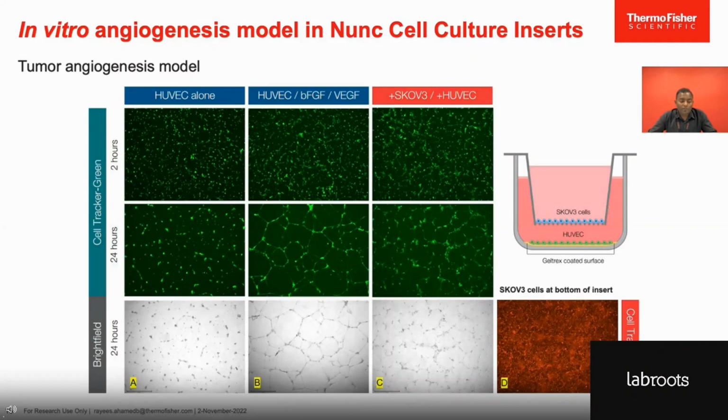So one advantage of using these cell culture inserts while imaging with fluorescent dyes is that since these two different cell types are in two different layers, you can stain them with two dyes and image them in a single plate only. So as you can see here, the green dye represents the HUVEC cells, and the red dye represents the cancer cells at the insert.